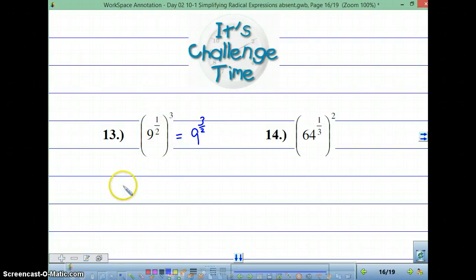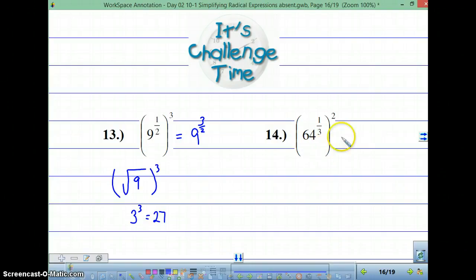Well, 9 to the 1/2 is the same thing as the square root of 9. If it's a square root, we usually don't write the 2. If there's nothing here, that means it's a square root. So it's the square root of 9 cubed, which is the same thing as 3 cubed, which is 27.